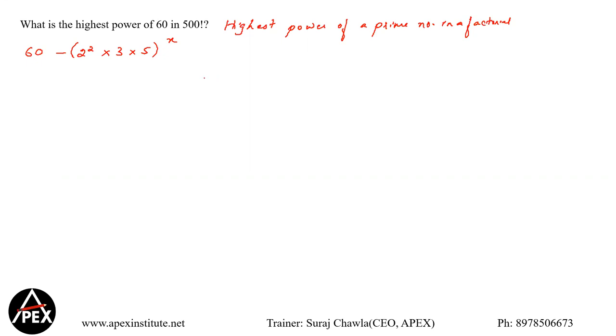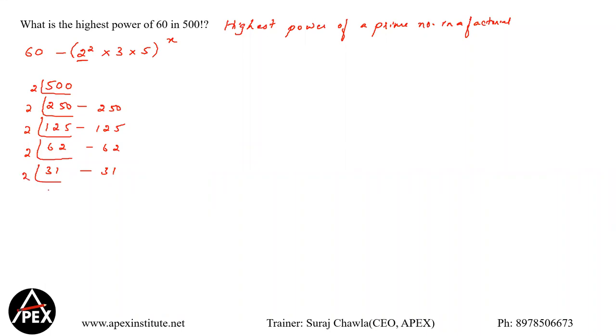Had it just been 2, 3 and 5, the job would have been easy. I need to see what is the highest power of 2 square also. So let's find the highest power of 2 first. The highest power of 2 in 500 factorial: you start dividing 500 by 2. 500 by 2 is 250, and I'll start counting 250. Now 250 by 2 is 125, so we add 125 also. Now 125 by 2, I'm only looking at the quotient, that is 62. Then again 2 into 31, so this will be 31.